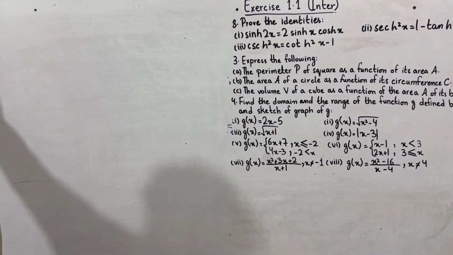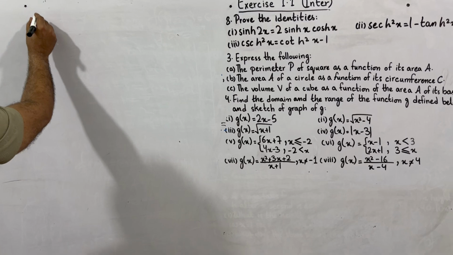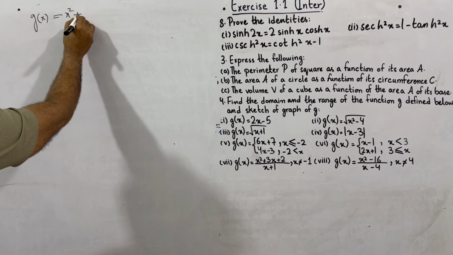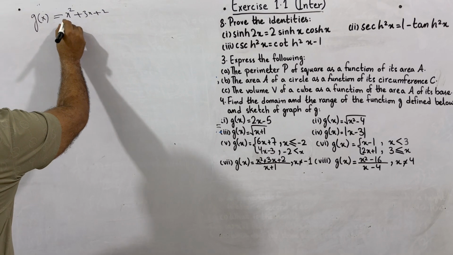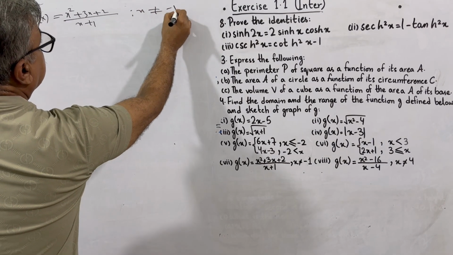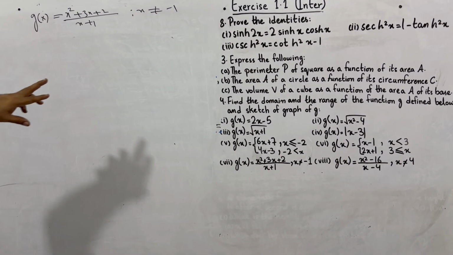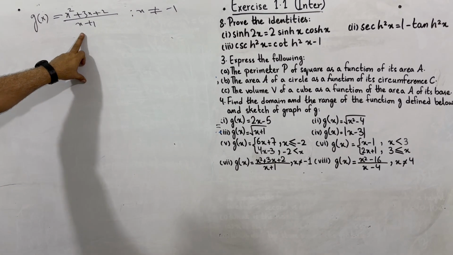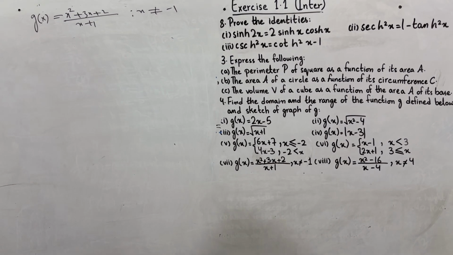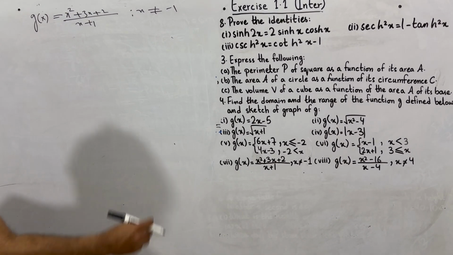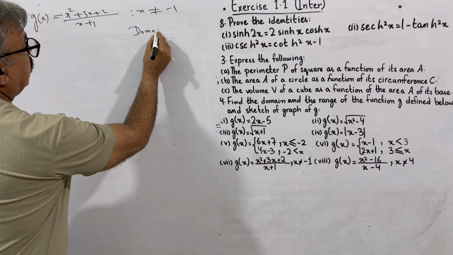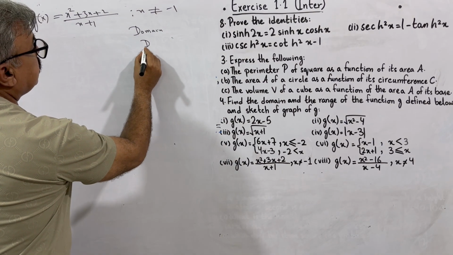Here, a good one: g(x) equals x square plus 3x plus 2 overall x plus 1. Here x does not equal minus 1. I have already told you, if we put x equal to minus 1 here, it is our exception. For domain and range, for domain we have done 3 things. I have already explained in an earlier video. Let me again: for domain, the denominator doesn't vanish.